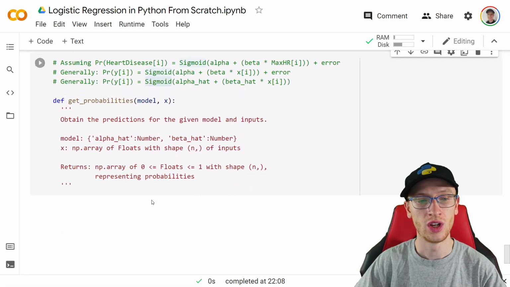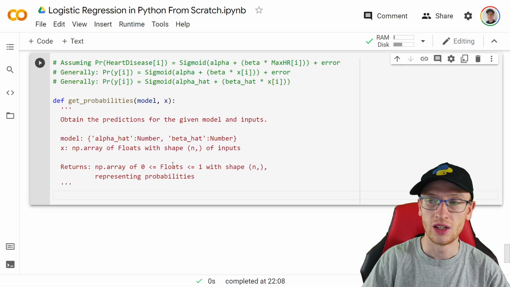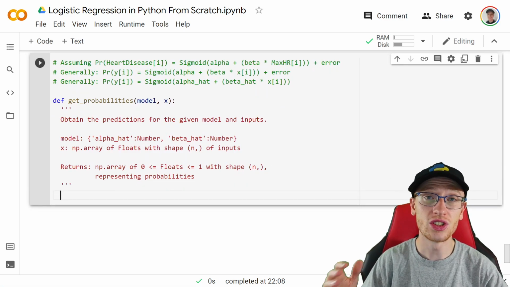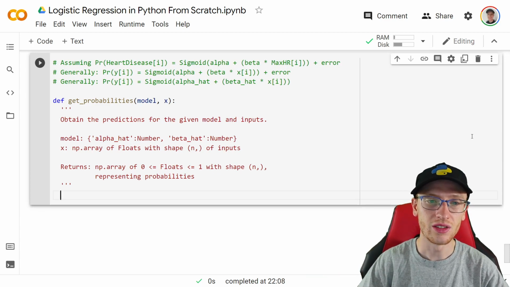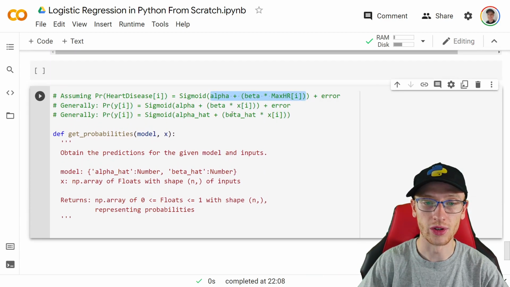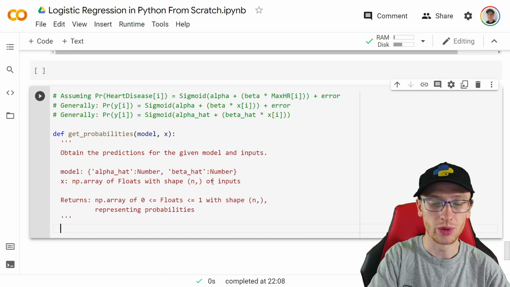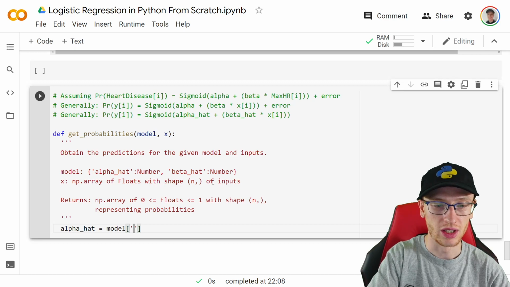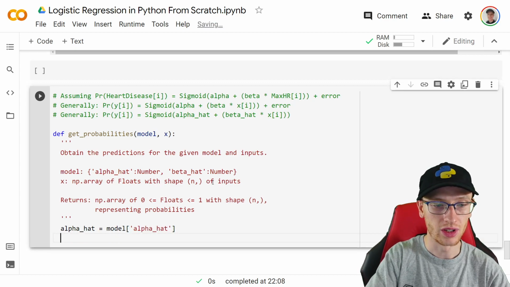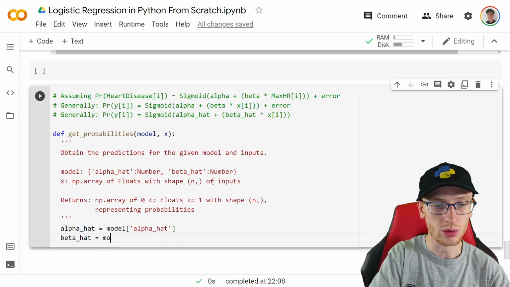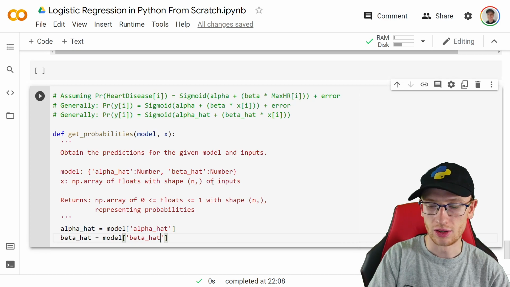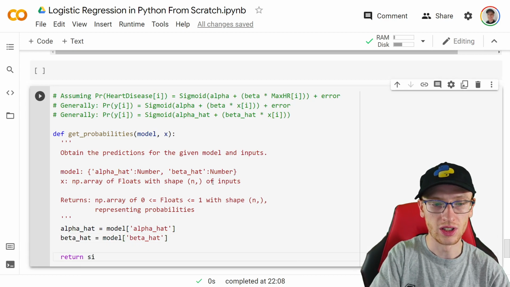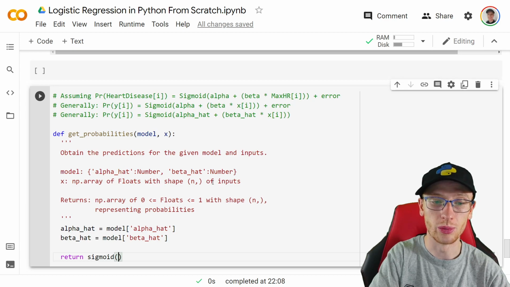Actually, I want to do one thing first, which is the linear regression formula. The logistic regression formula is exactly the linear regression formula. So this is that formula, and then you just wrap it in the sigmoid function. So what we can do is alpha hat is equal to the model, we'll grab the alpha hat, and then beta hat is equal to the model sub the beta hat. And then we will return the sigmoid, which we haven't created yet, but don't worry, we will make that function.